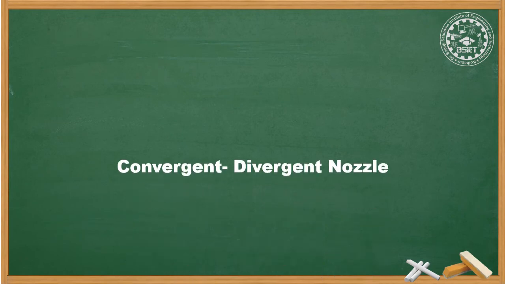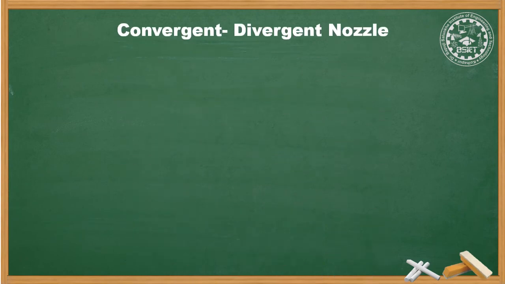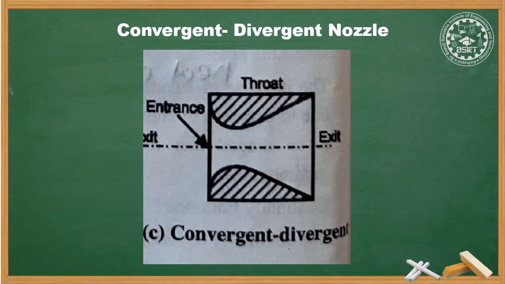The third and last type is the convergent divergent nozzle. The figure below shows the convergent divergent nozzle. It is defined as a nozzle whose cross-sectional area first decreases continuously and then increases till the exit. At the entry, the area decreases and after some time it increases. It is called a convergent divergent nozzle. The smallest cross-sectional area of a nozzle is known as the throat.